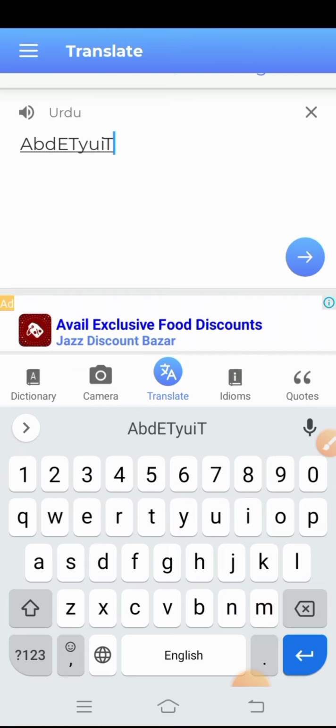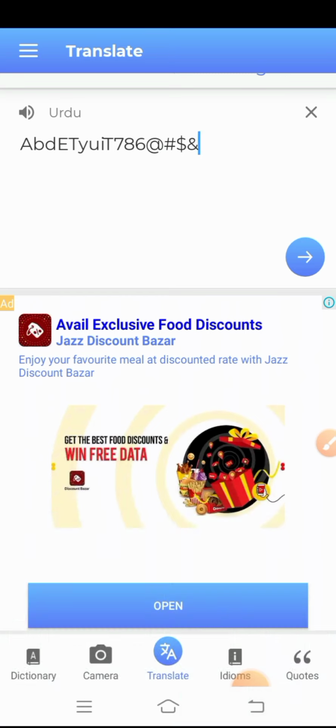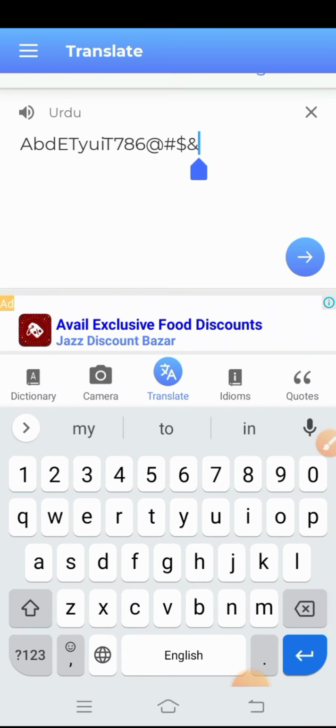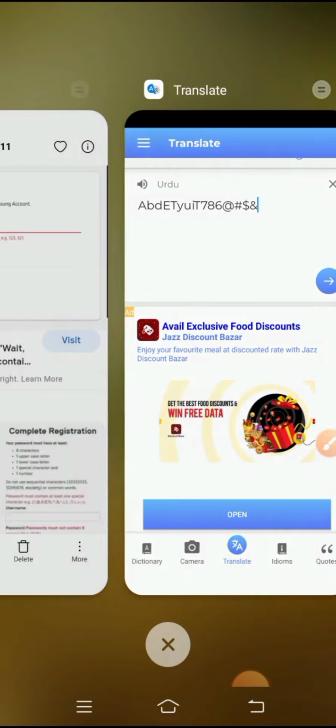A B D E T Y U I N T again. So you have to take some letters capital and some small, and then after doing that you have to take some numbers, and then some symbols like @, hashtag, $. You have to type such words in your password and then your problem will be fixed.